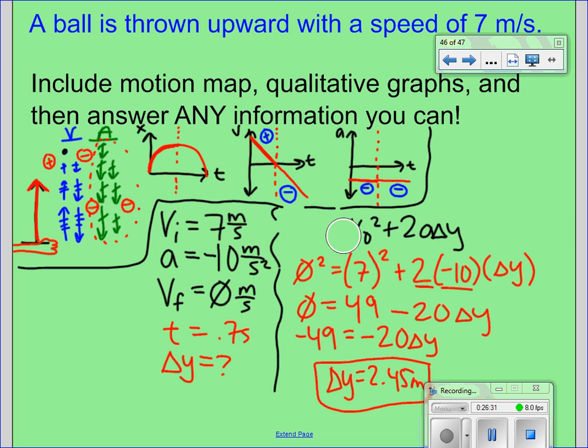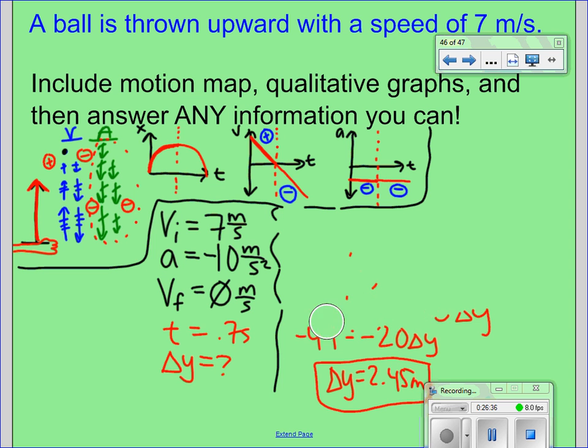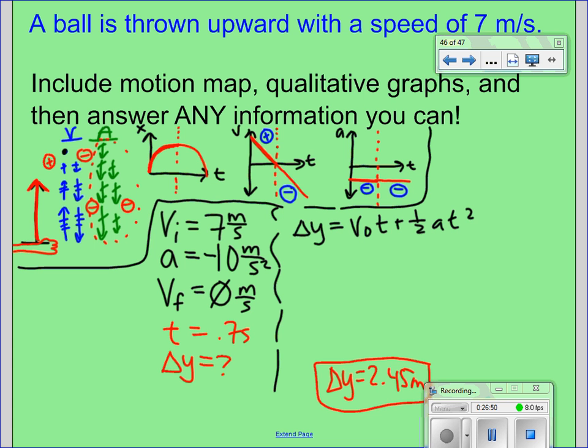Now, to show you how you also could have gotten the problem right using the other equation, I'm going to do that now. I'm going to leave the answer of 2.45, but I'm going to erase the work and show you the second equation that you could have used. We could have also used this equation right here: delta y equals v initial t plus 1/2 a t squared. Delta y is what I'm solving for. My initial velocity was 7. The time it takes is 0.7 seconds. Plus 1/2, my acceleration is negative 10. My time is 0.7, and don't forget to square it.